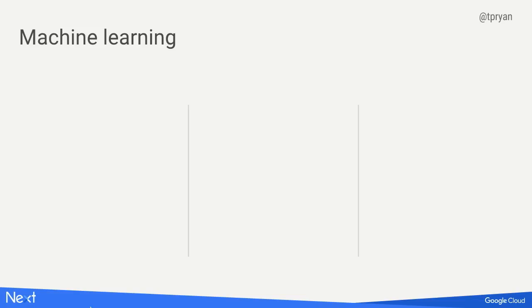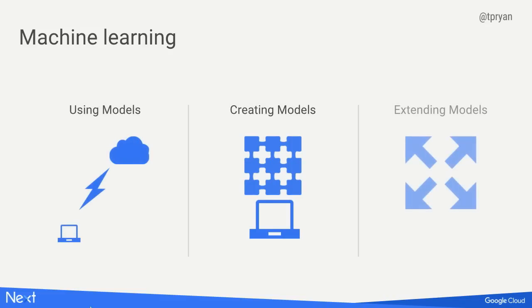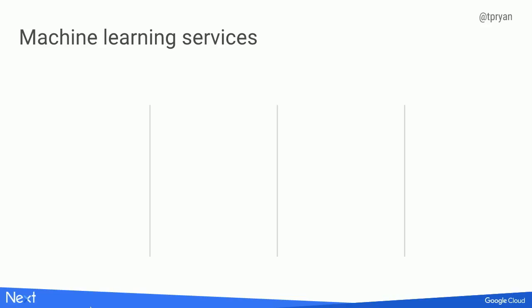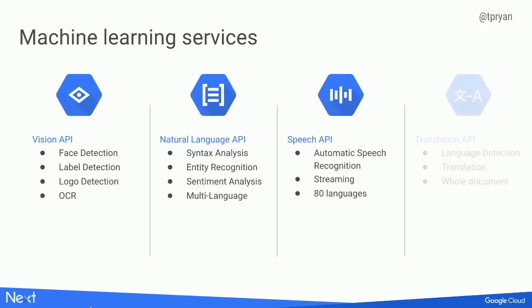All right. I'm going to finish with machine learning. I am running OK on time. And so machine learning tends to be about 3 things: using models, creating models, or extending models. So we have a lot of models that you can use: Vision API for images, natural language API for text, speech API, translation API. Use them, they're awesome.